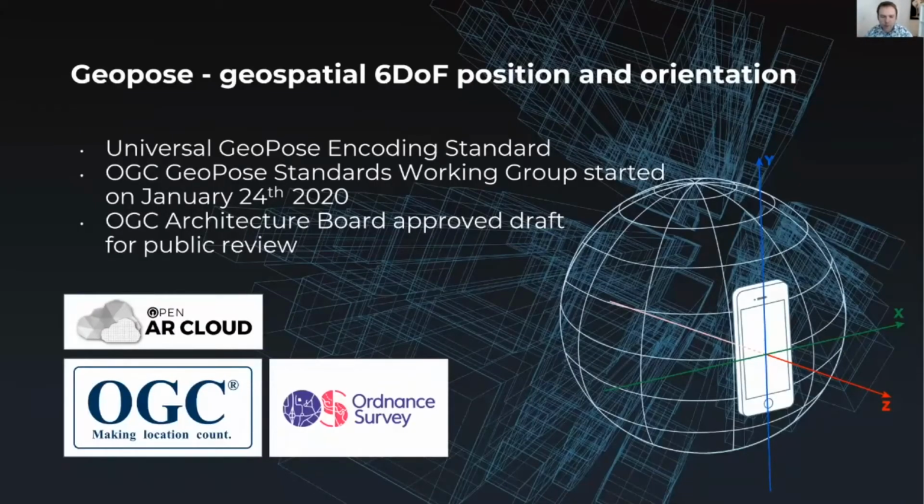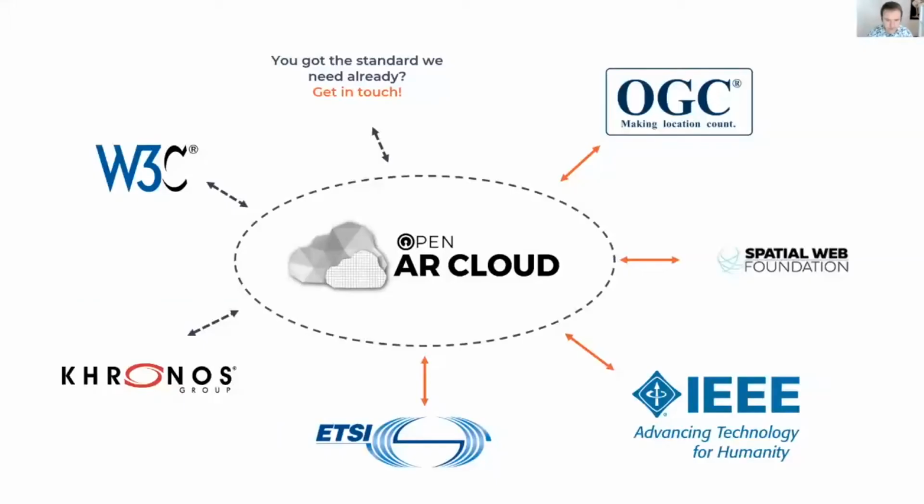An essential part of our platform is Geopose, geospatial 6 degrees of freedom position and orientation. There's a working group in the OGC that is developing a universal Geopose encoding standard. It started its work on January 24th, 2020. The OGC Architecture Board just recently approved a draft for public review. So this is going to be exciting.